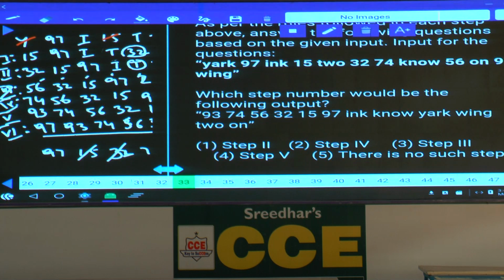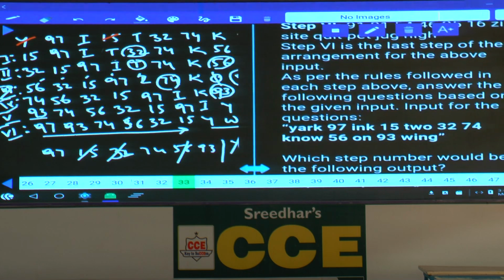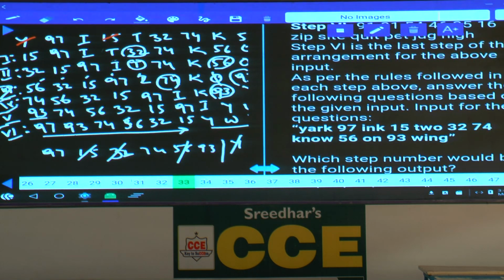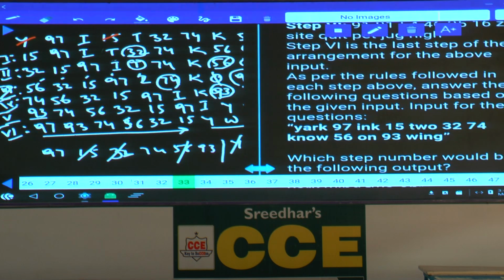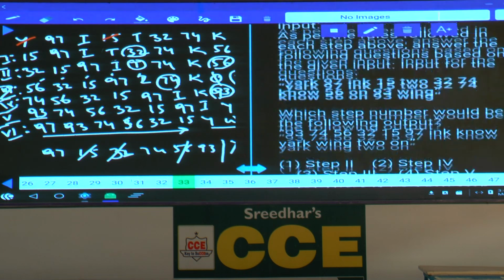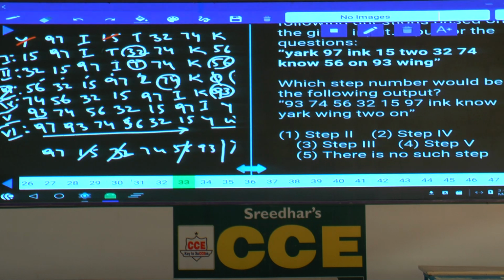Then question number 33. Which step number would be the following output? 93, 74, 56 is in which step? Step 5, isn't it? 93, 74, 56, 32, 15. After this 32, 15, 97. Next one is ink. After this, what should be the next number here?